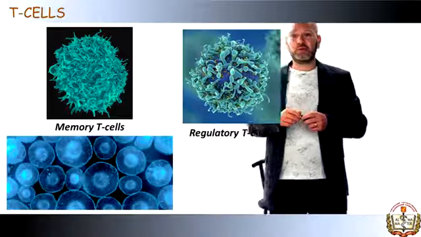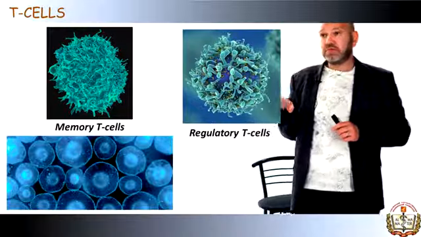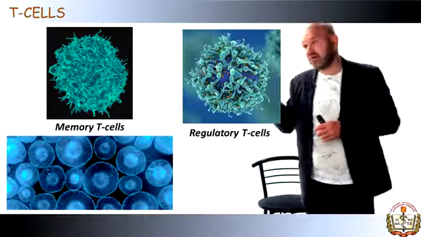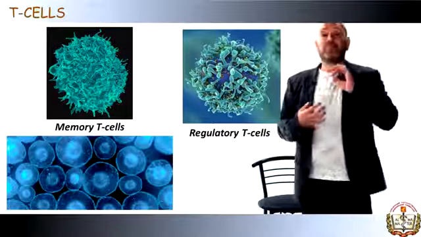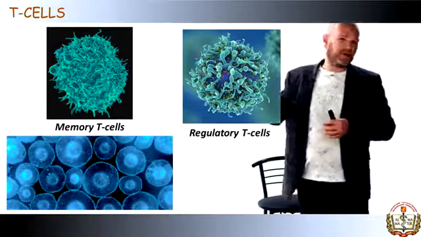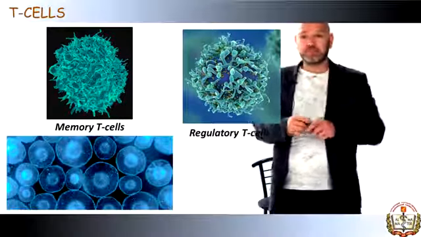We have as well memory T cells, and they're similar to B cells. They are formed in response to contact with antigens. They remain dormant in lymphatic tissue, and they keep in memory the structure of the antigen as well. They can be found in lymph nodes and spleen, and their lifespan is for years.